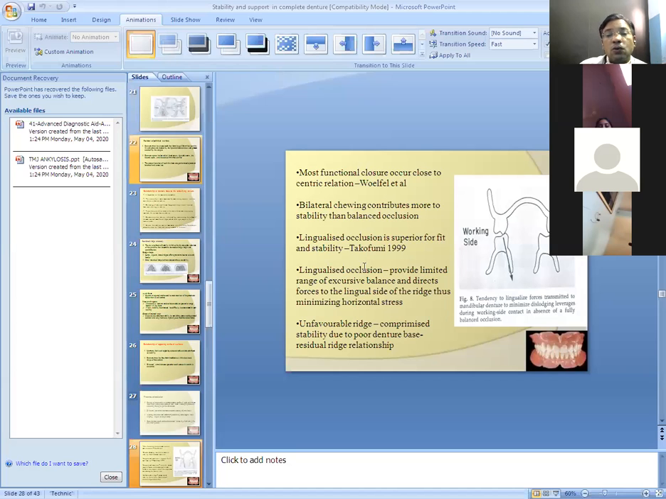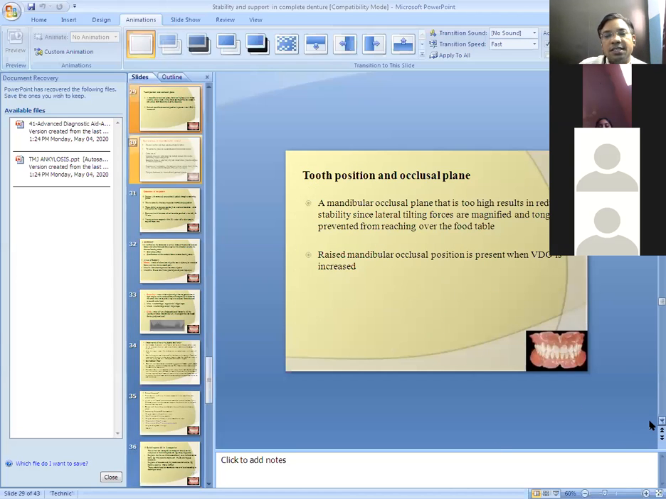Again, lingualized occlusion. Lingualized occlusion means the upper palatal cusp should fall in the central fossa. That will give more stability to the denture. So what are the factors? First, a bilaterally balanced denture should be there. Second, the patient has to be instructed to chew from both sides. Third, the lingualized occlusion concept, which means the upper palatal cusp should fall in the central fossa of the mandibular teeth. That will give more stability to the denture.